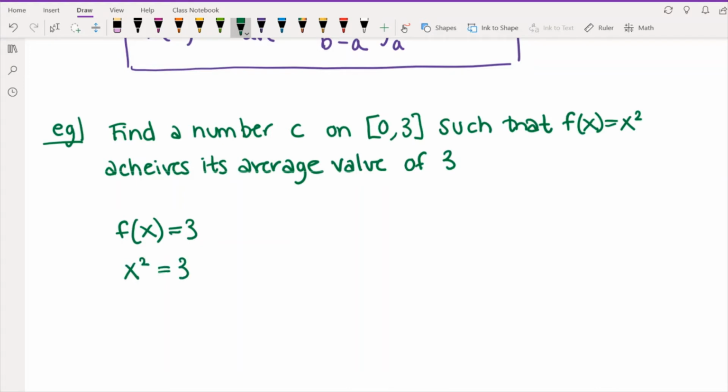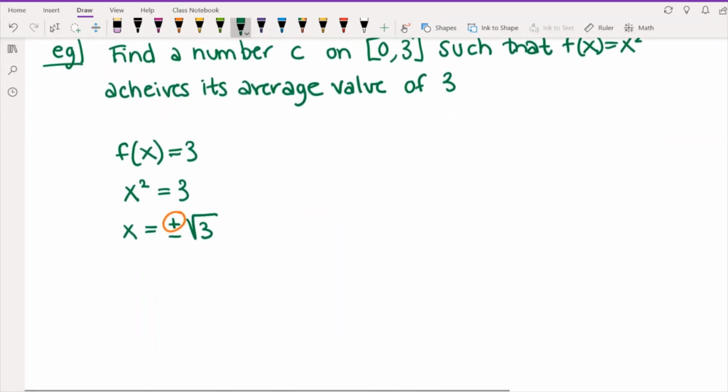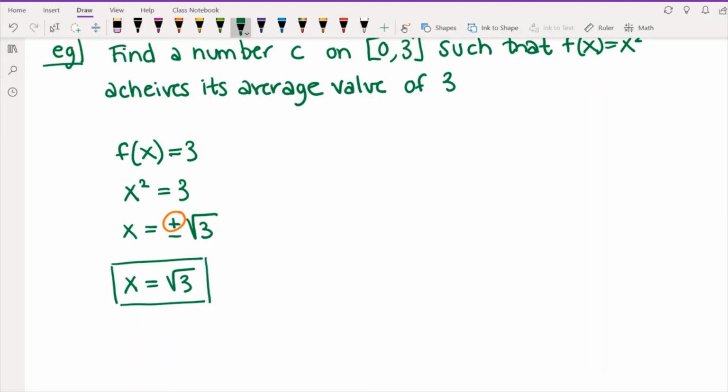And then we can take the square root of both sides, so we get x is equal to plus or minus square root of 3. But we're looking for a number that's specifically within the interval from 0 to 3, and so that tells us that we're going to choose the positive one. So x is equal to square root of 3 is our answer. So when you see that question being asked, find a number c, you're not doing calculus in that part. You're just taking whatever number you got and setting it equal to your function. Depending on what kind of function you have, solving that may be easier or harder, but it's definitely not using calculus. It's just doing algebra.